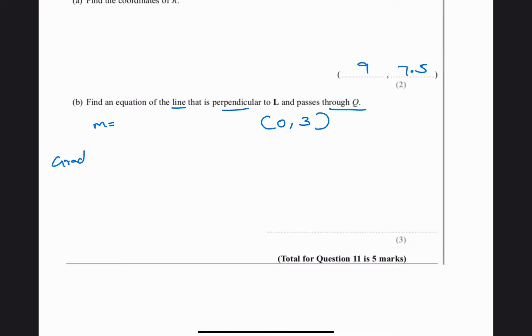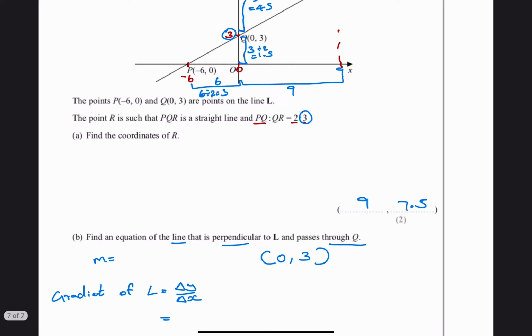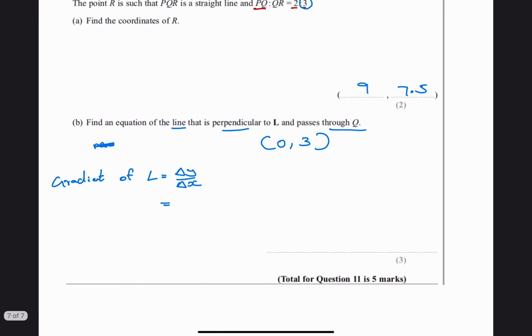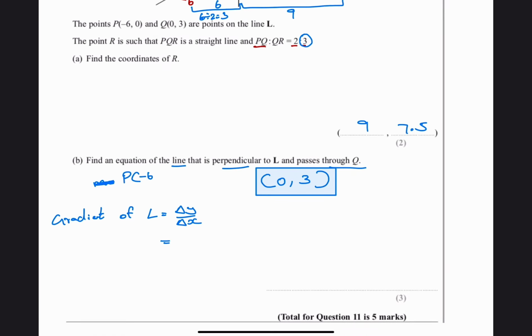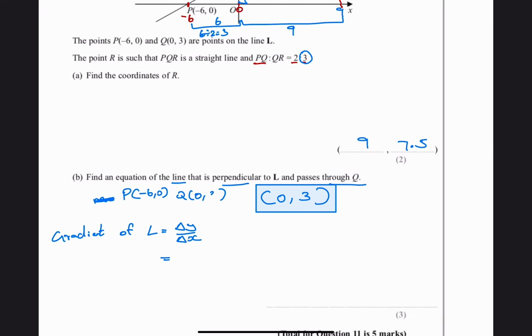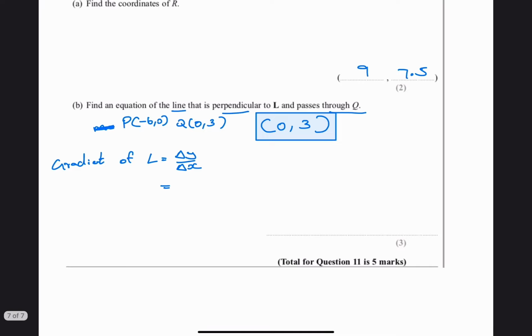Let's see. The gradient of L, remember, is change in Y over change in X. Okay, so a couple of coordinates. Let's use the P and Q coordinates. P coordinate is minus 6, 0. Q coordinate is 0, 3. Okay. How to do change in Y? So 3 take away 0, divided by change in X, 0 take away minus 6. 3 take away 0 is 3. 0 take away minus makes it plus, so that's 6. That makes it a half.